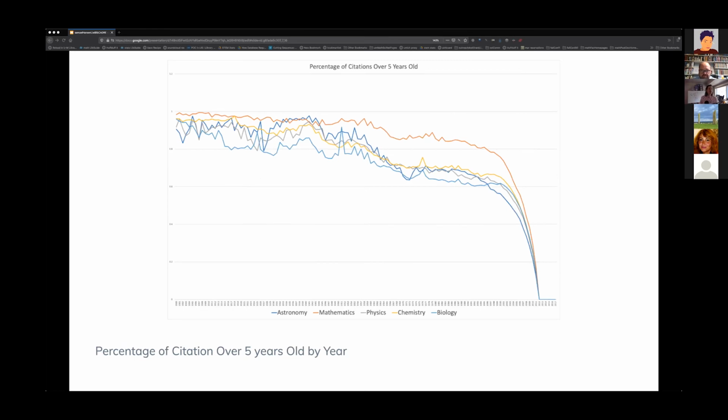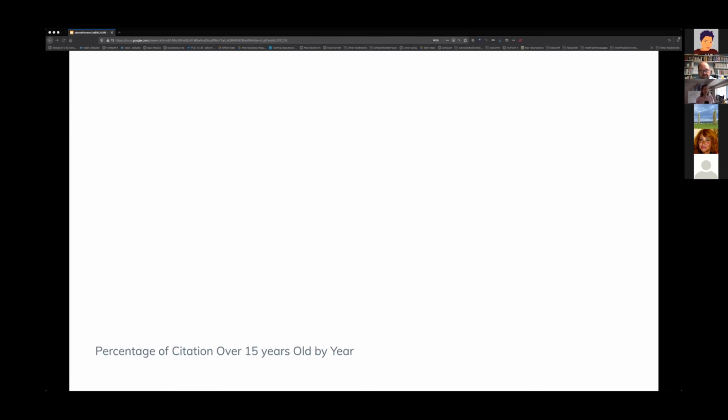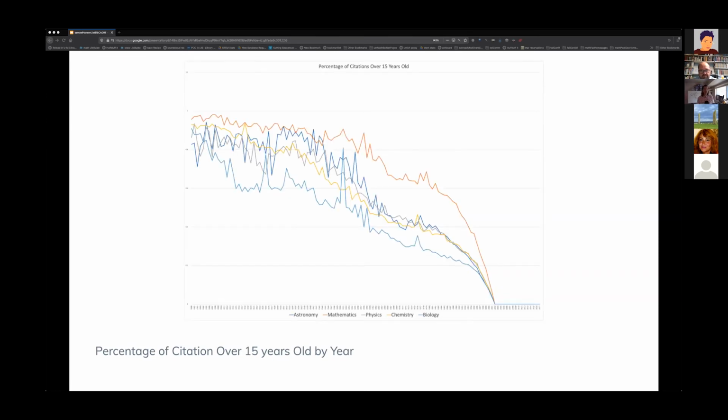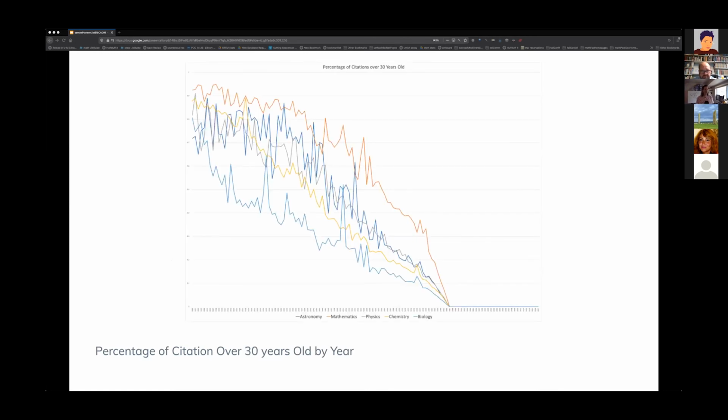If we look at percentage of citations over 5 years old, when you go back to 1900, they're all pretty much the same. But then when you get to the mid-century ones, math just stays up there. It's like, oh no, this is steady. We're going to keep on looking at everything while everything else drops. 15 years, that's even more distinct. It really is. And then 30 years.